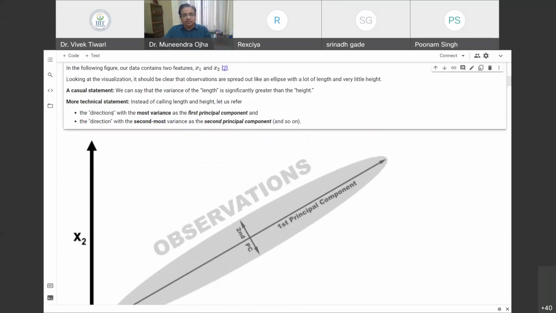So the direction with the most variance is the first principal component. From now on, instead of calling it length and height, let us refer to the direction. So I'm going to call this principal component the direction, the direction in which we obtain the maximum variance. The direction in which you obtain the second maximum variance is the second principal component.